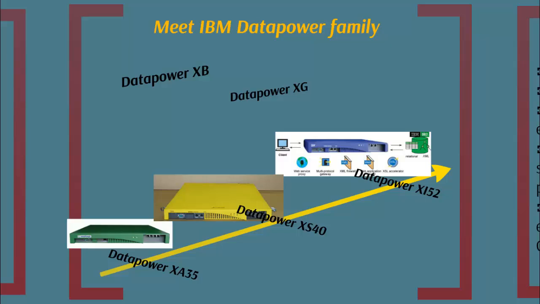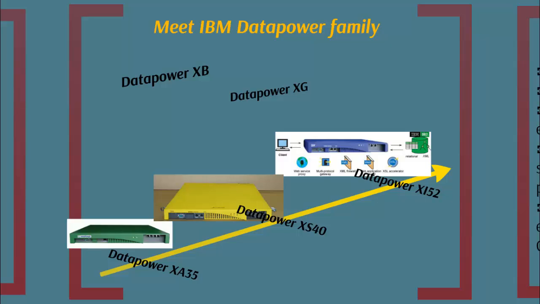Datapower XG45 is a variant of XS40 to the best of my understanding, and it has similar capabilities to XS40. Nowadays XG45 is very popular, and it's a DMZ-ready device. So it's readily put into the DMZ zone.